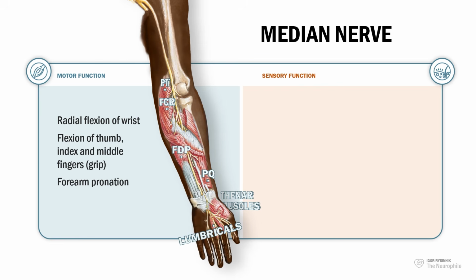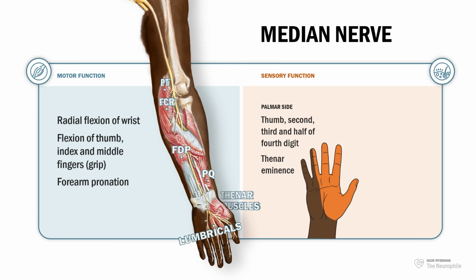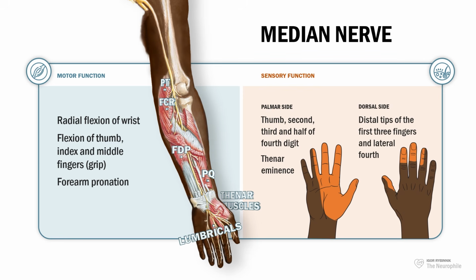What about the sensory functions? On the palmar side, it supplies the first 3½ digits and the thenar eminence. On the dorsal side, it innervates only the distal tips. Why? Because the rest is supplied by the radial nerve.